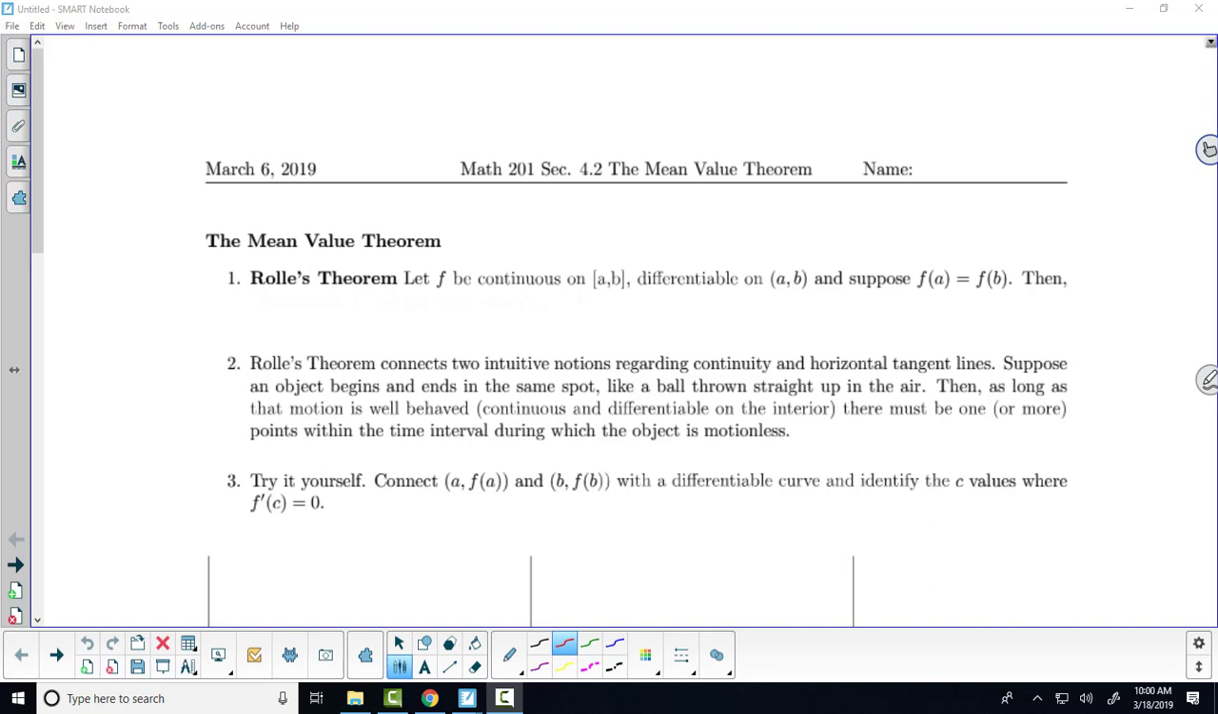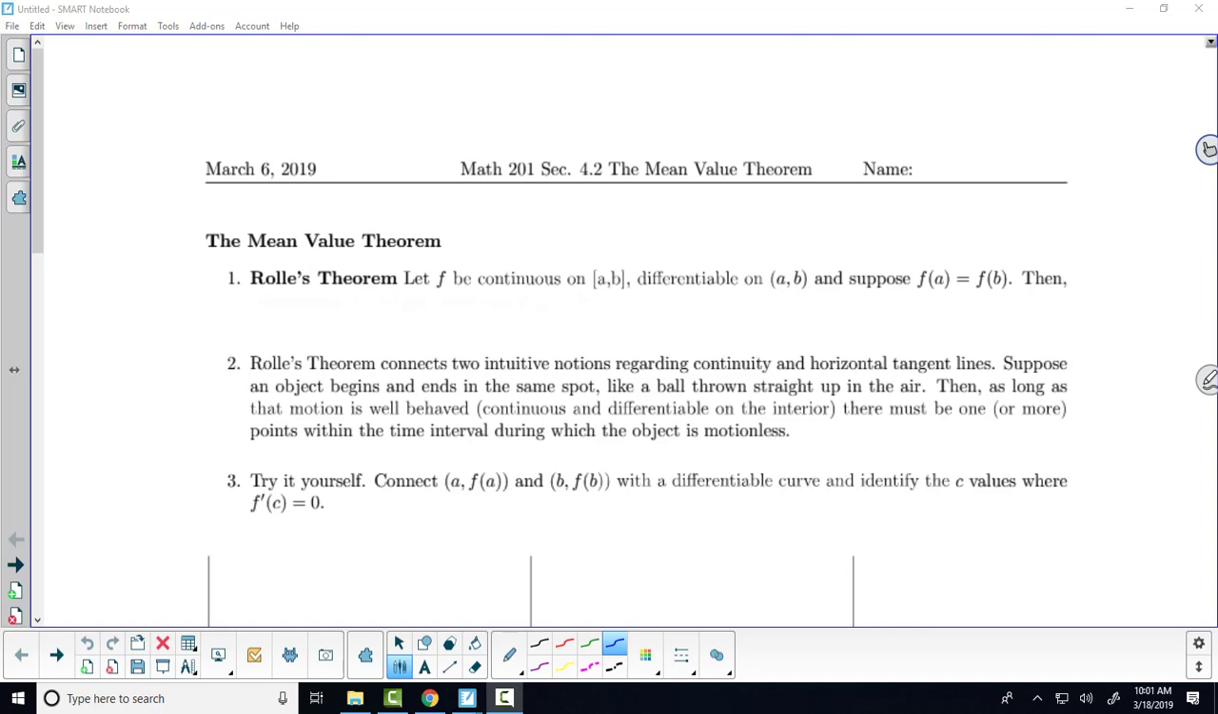So our goal today is to prove the mean value theorem, which I'll introduce you to in just a little bit. It has a nice intuitive result as well as a nice calculus-related result. So I think we'll get an appreciation for that over this unit, over this section. But before we can do the mean value theorem, we need something called Rolle's theorem.